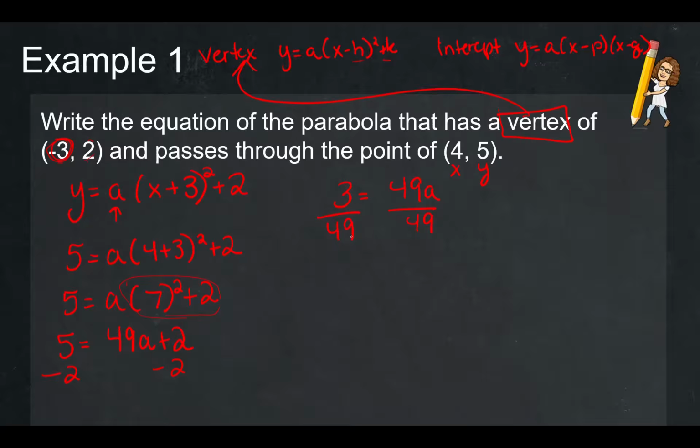Oh, gross. 3 over 49. I wonder, can we simplify that fraction at all? Let's check it. I'll use my calculator to check that fraction. Nope. That is my a value, 3 over 49. So I'm going to take that value and plug it in right up there. So I'm going to get y equals 3 over 49 (x plus 3) squared plus 2 for my final answer. I know, a little kind of strange, right? But ultimately you need to decide what information you have for which form, plug in the dot that they give you for x and y, and solve for a.